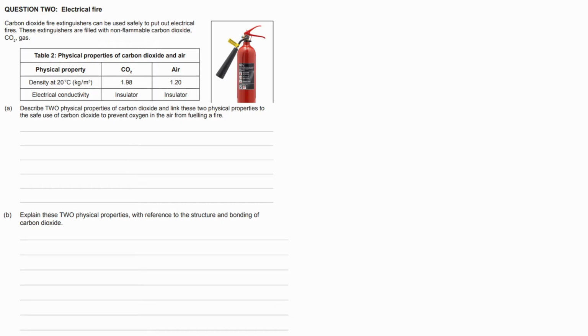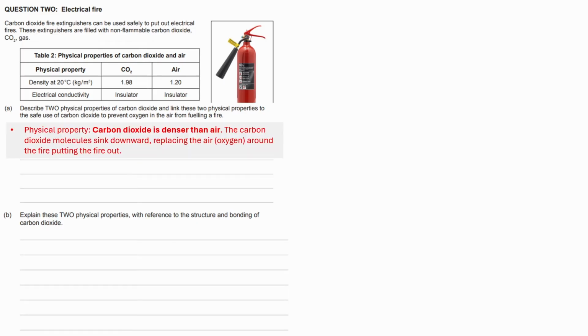Describe the physical properties, this is part A, of carbon dioxide and link these to the physical properties for the safe use of carbon dioxide to prevent oxygen air from fueling a fire. Okay, so what are the two properties? Well, they're obviously going to be the two properties they've given us. So the first one is carbon dioxide is denser than air. Now what that means is that carbon dioxide will sink to the ground, right, and it will displace any oxygen or air that's there, and it will put the fire out.